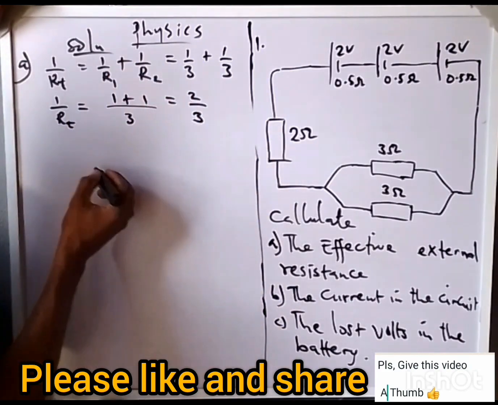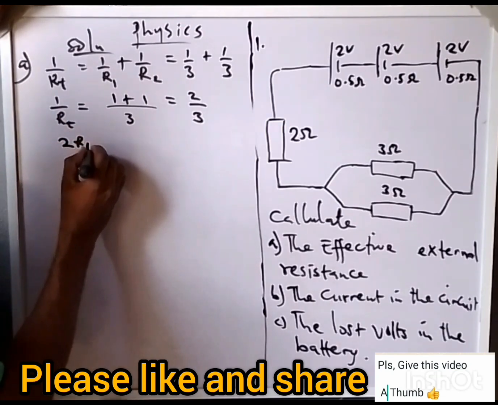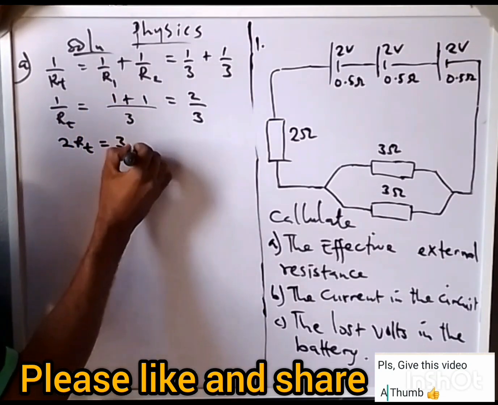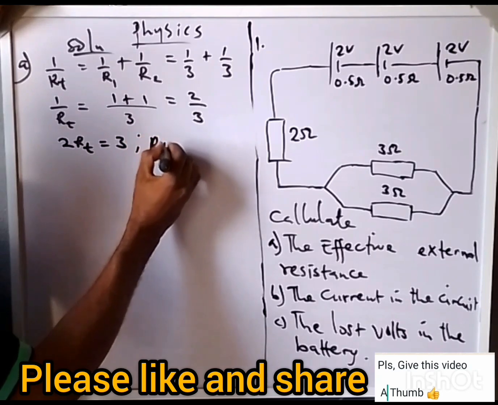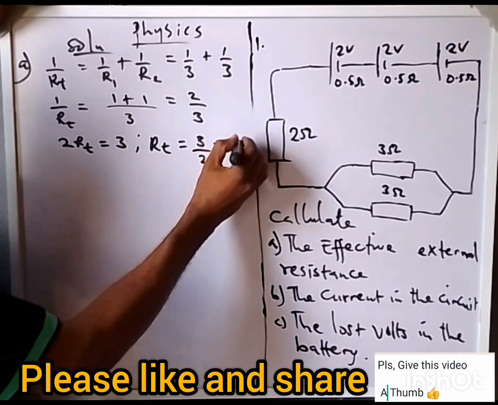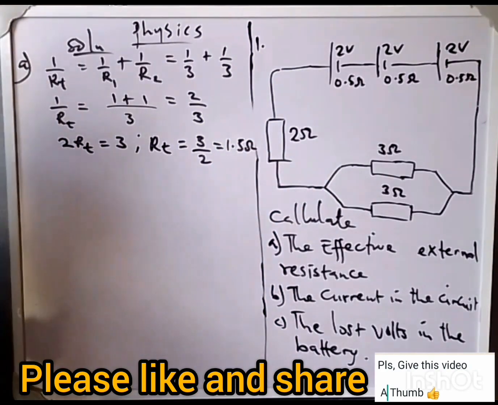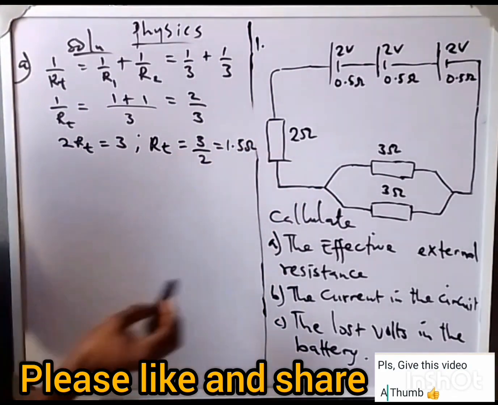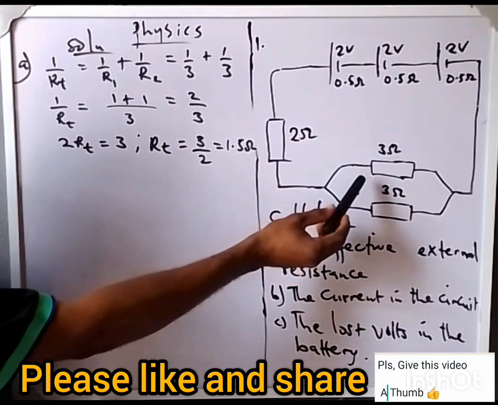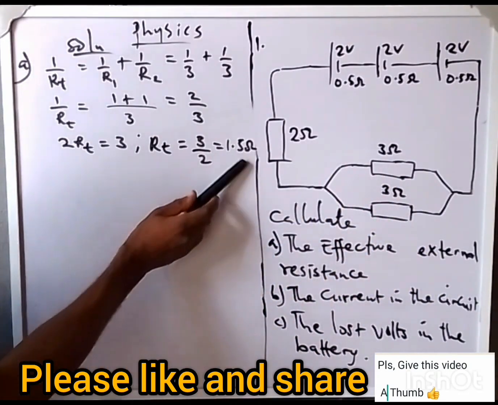If you do your cross multiplication, you are going to see that 2RT is equal to 3. Therefore, RT is equal to 3 divided by 2, which is 1.5. Wow! See how simple it is. So, that is the step towards getting the final answer. This is not the final answer yet.